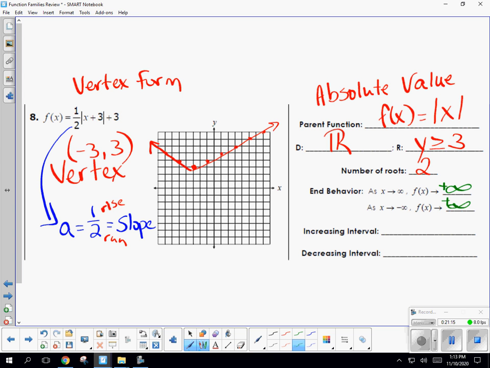Okay, our increasing interval. We are increasing from this x value to positive infinity. This x value right here is negative 3. So negative 3 to positive infinity. Our decreasing interval, we are decreasing from negative infinity to this x value. So from negative infinity to the x value, negative 3. Okay? So there we go.